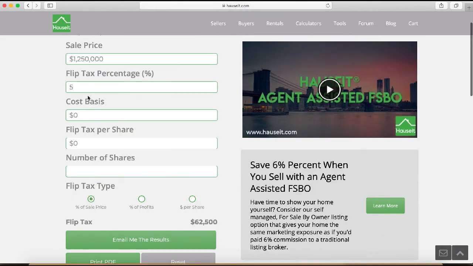The other scenario we talked about was a 2% flip tax. Now obviously the flip tax will be much lower if you're fortunate enough to have a building with a lower flip tax.